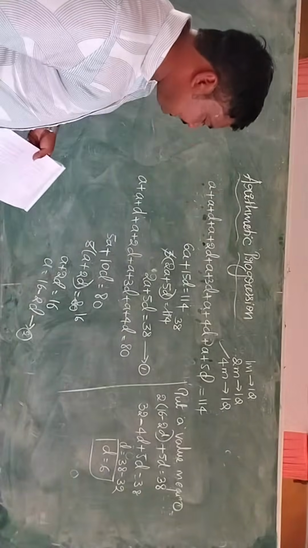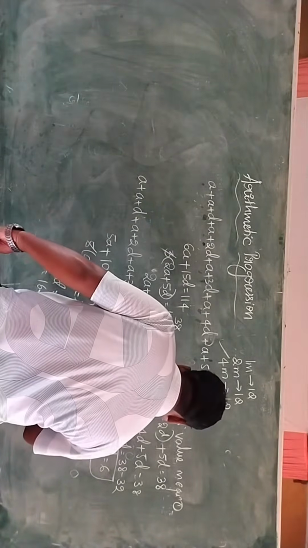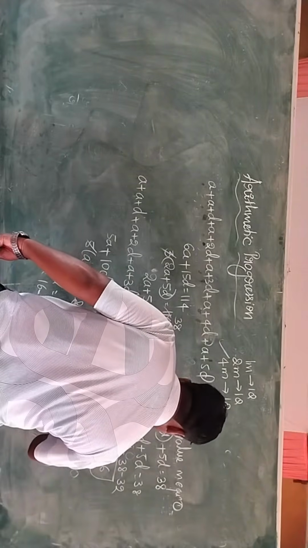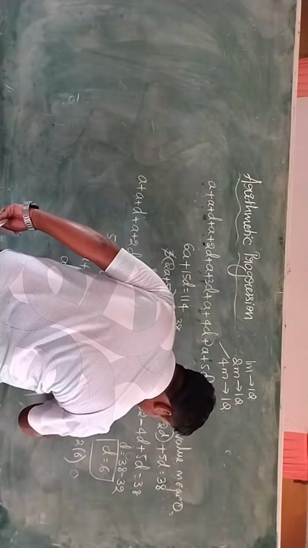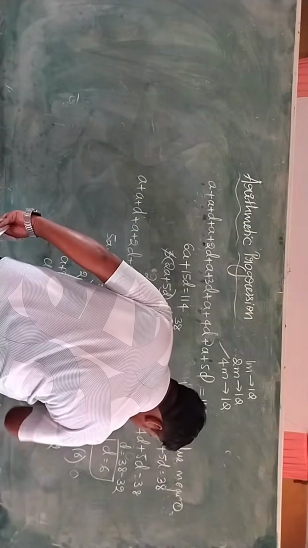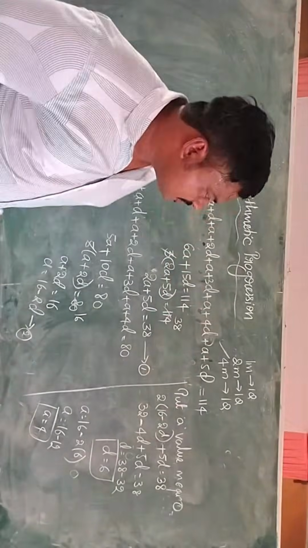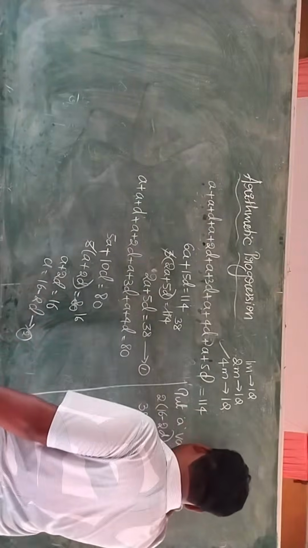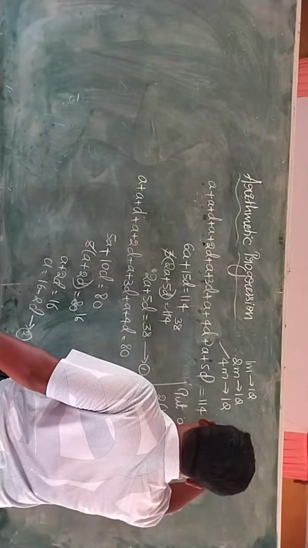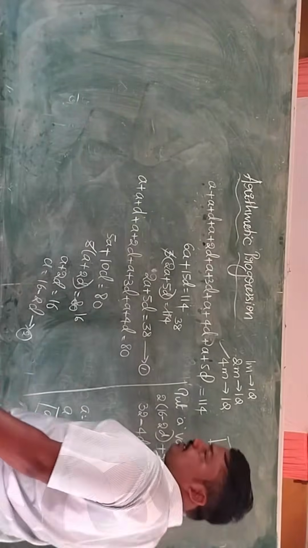Okay. The next, put D value in equation number 2. Equation number 2 is A is equal to 16 minus 2 into 6. So A is equal to 16 minus 12. So A is equal to 4. Asked to write the progression, correct? A plus D, A is 4. 4 plus 6, 10. 10 plus 6, 16. 4, 10, 16 is your progression.